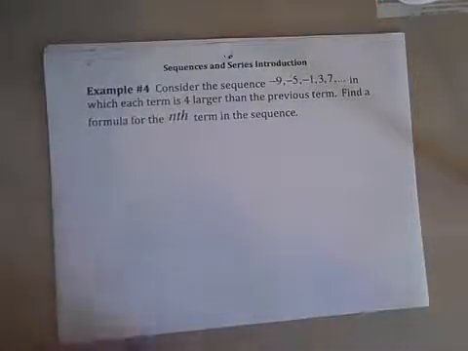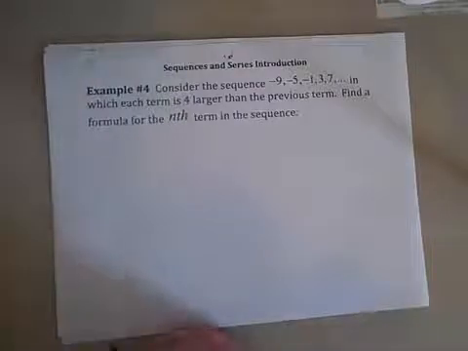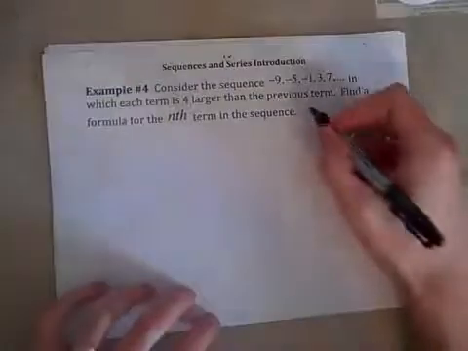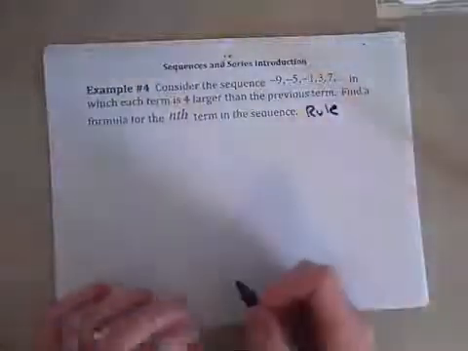It says, consider the sequence -9, -5, -1, 3, 7, ... in which each term is 4 larger than the previous term. Find a formula for the nth term of the sequence. Basically, this is the same thing as saying, find the rule.